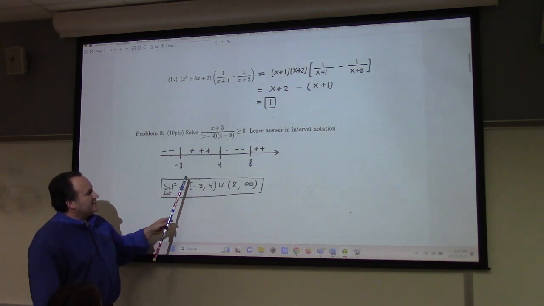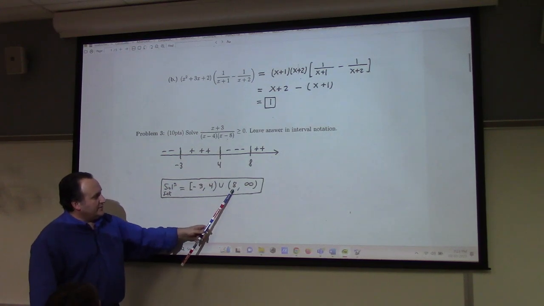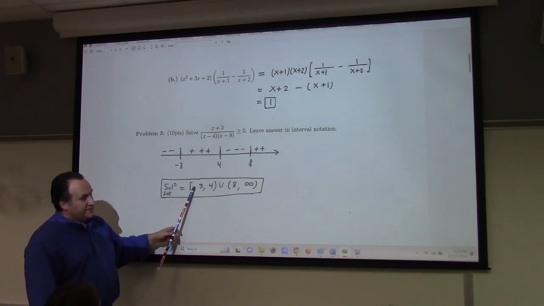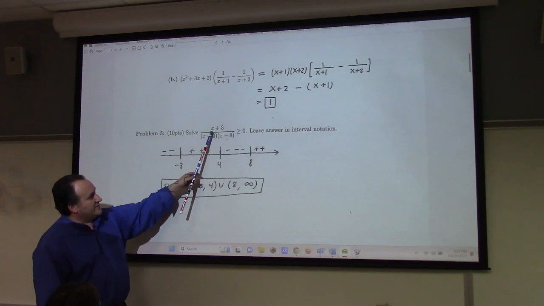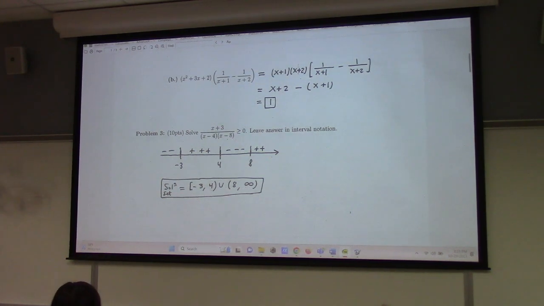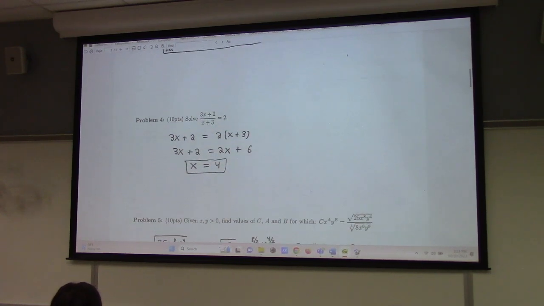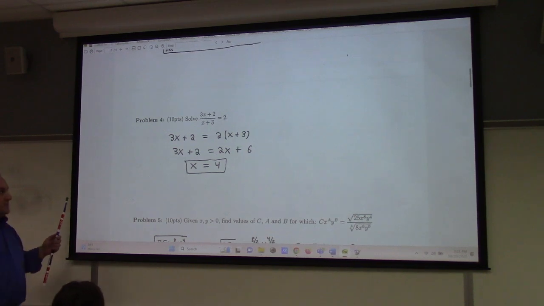And I need to exclude where we have division by 0. So I do not include 4, and I do not include 8. But on the other hand, minus 3 is fine, because that just gives us an expression value of 0, right? So that's how you do that. That's actually pretty much the same as test 1, right? In test 1, we had the nonlinear inequalities, but there weren't rational functions. They were just polynomials. It's the same song and dance, though.